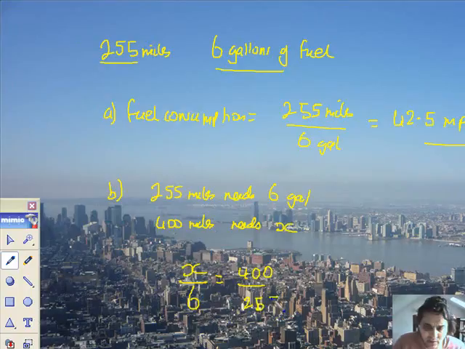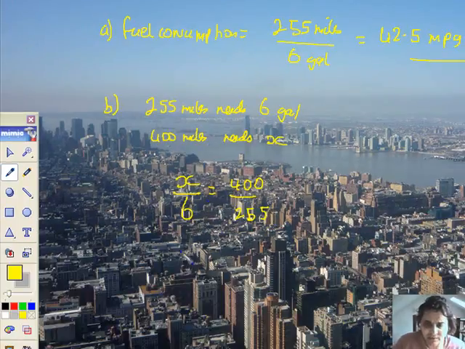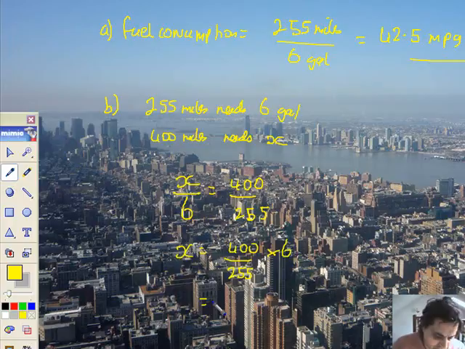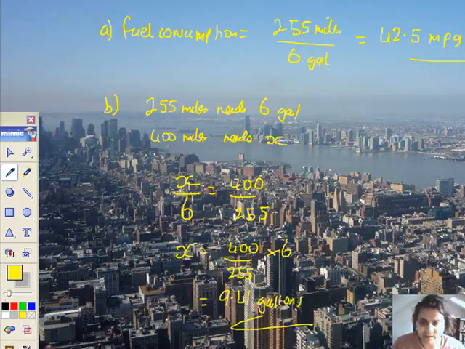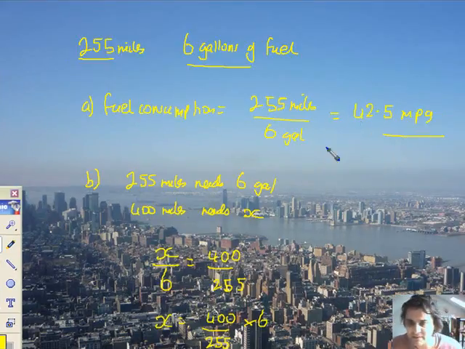The next step, as you know, take the 6 over and multiply. 400 divided by 255 and multiply by 6. So that's me setting up the ratio and using it. I've got 400 divided by 255 multiplied by 6, and that's 9.41 gallons of petrol or diesel, whatever she's using. Alright, that's straightforward.